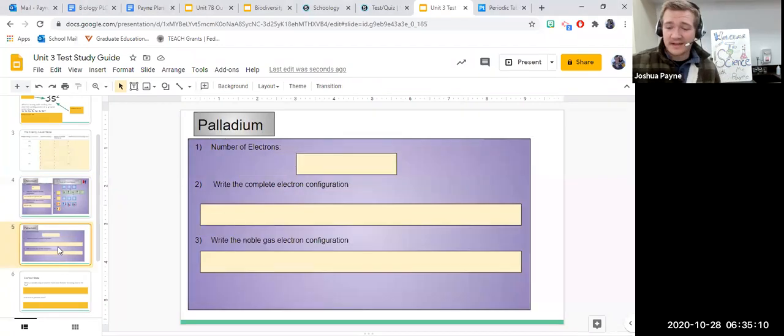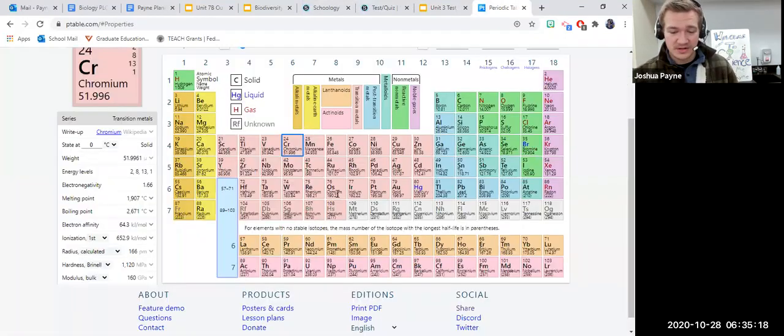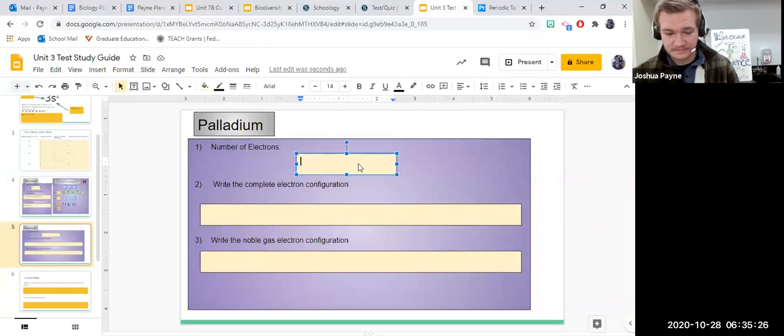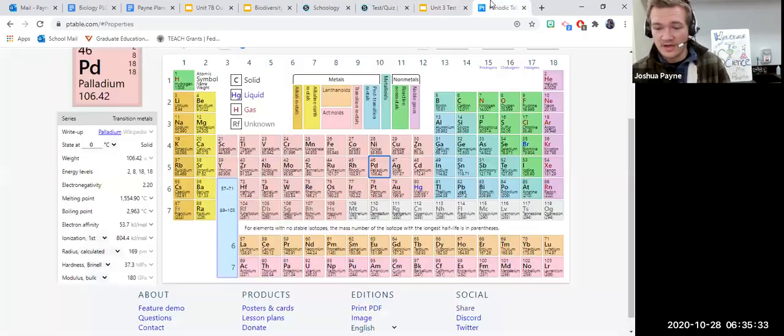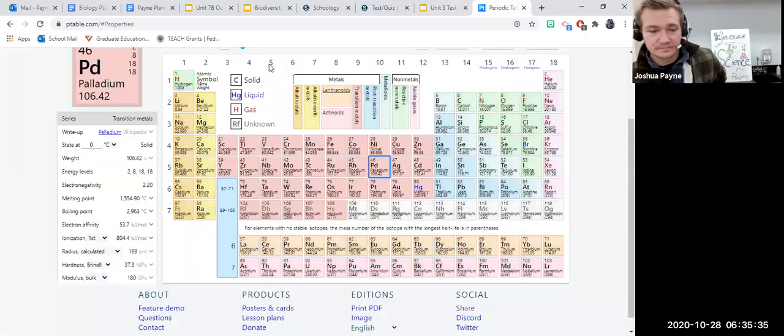All right, our next slide, I didn't ask you to do an orbital diagram because this one's a little bigger. This is palladium. Palladium is element Pd. If we find the number of electrons, we'll see palladium sits somewhere here in the middle. Here it is, element number 46. So palladium is element 46, and we have 46 electrons to figure out. So let's go ahead and do this.